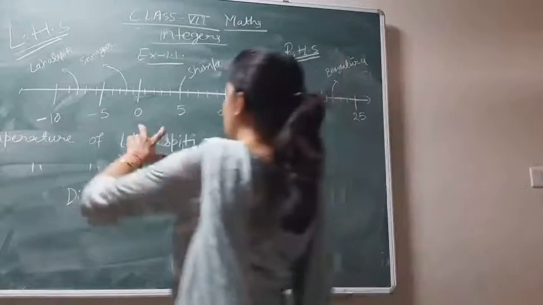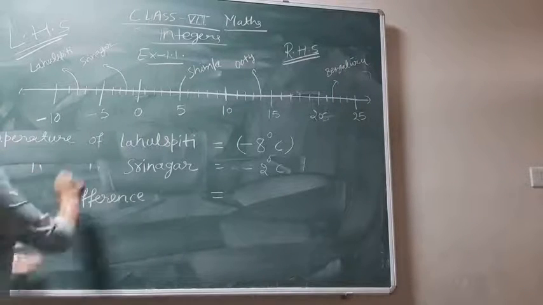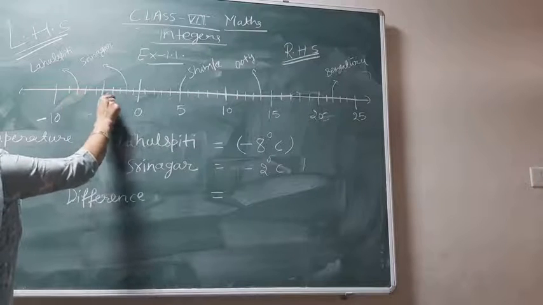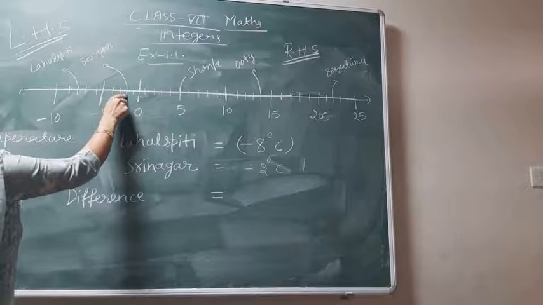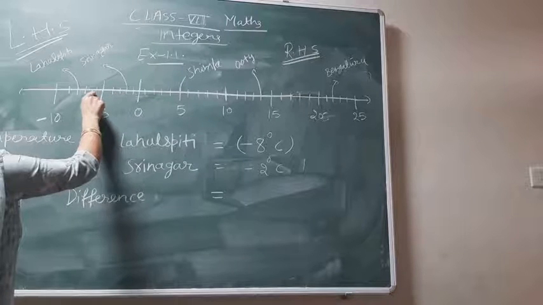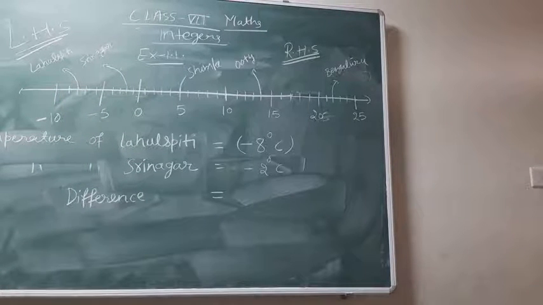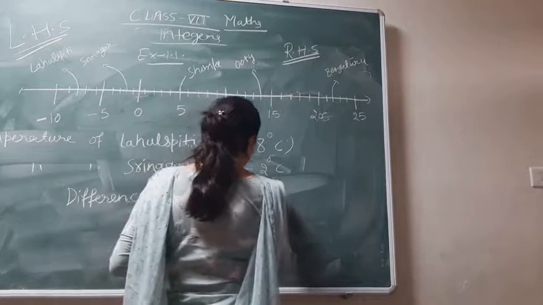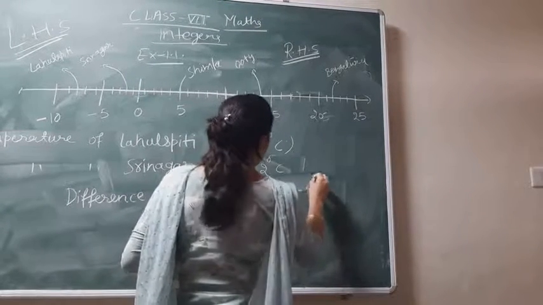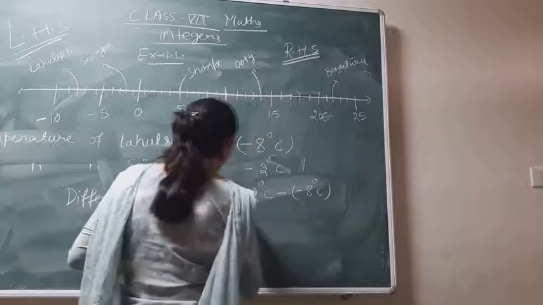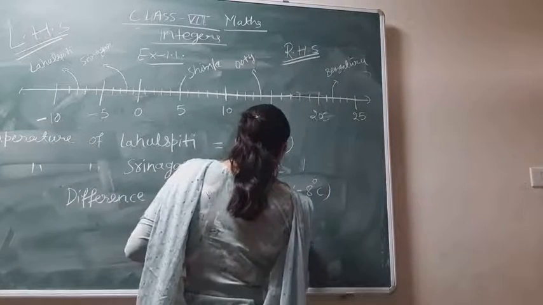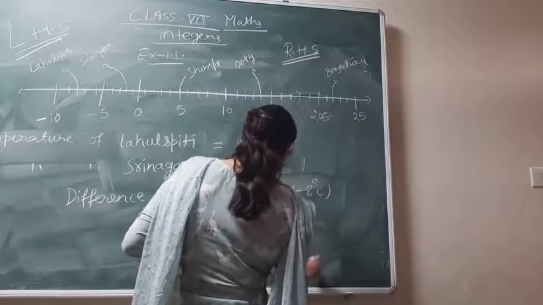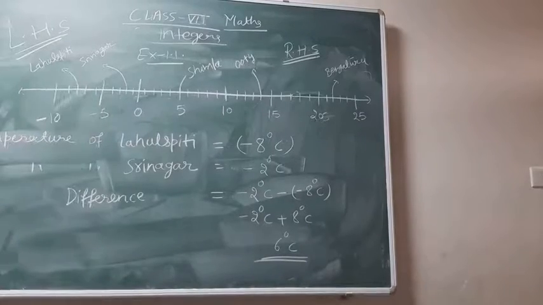For the difference, if we take the number line, Srinagar is here and Lahul Spiti is here. How many steps are between them? We start from here: 1, 2, 3, 4, 5, and this is 6. So there is a difference of 6. We will now write it: this is 6 degrees Celsius.